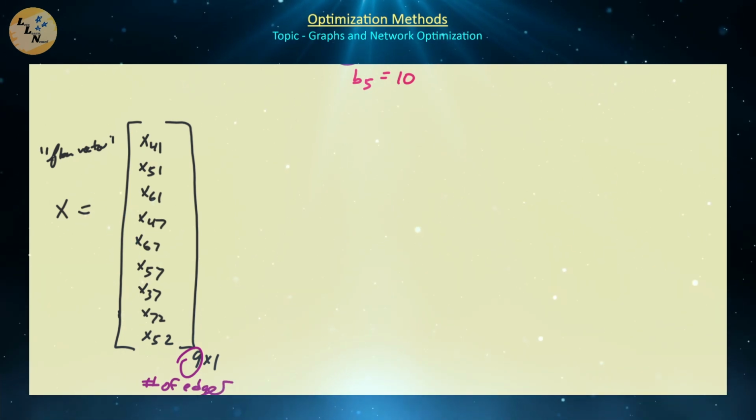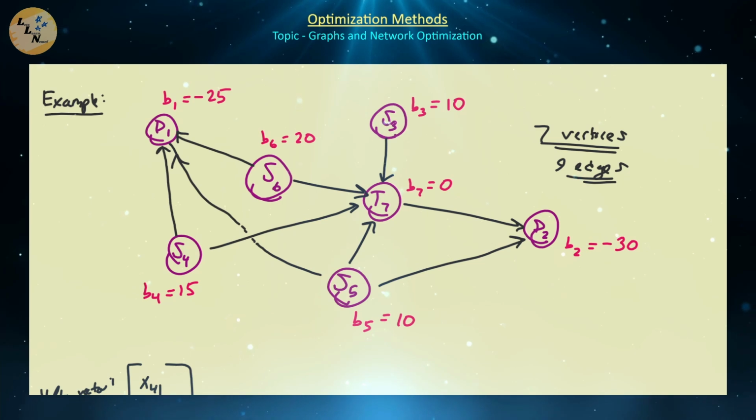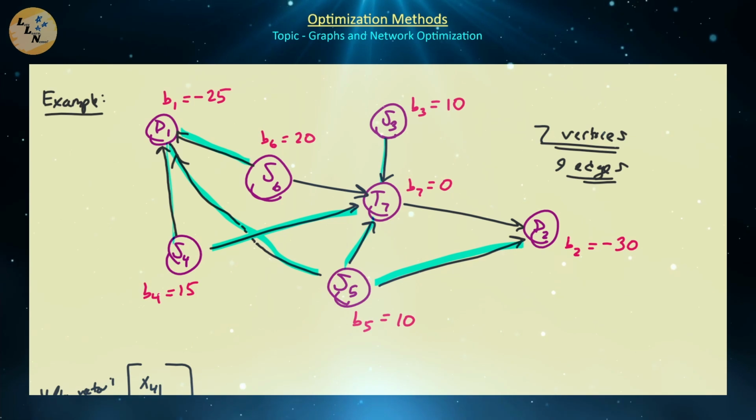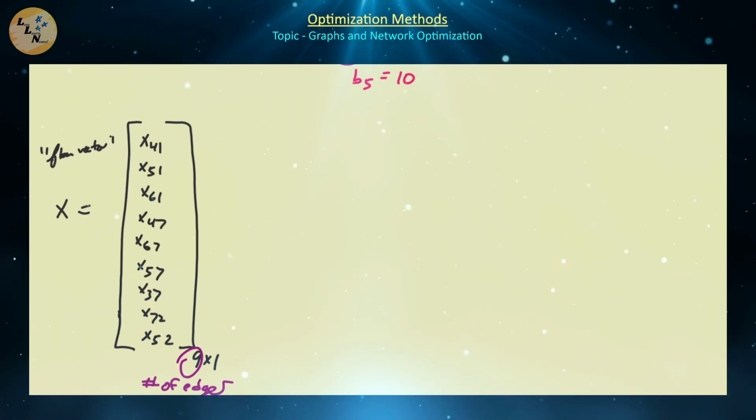So let's just sort of recollect what we're doing here. So for example, we have 6 to 1, we have 5 to 1, we have 4 to 1, 4 to 7, 3 to 7, 5 to 7, 5 to 2, and 7 to 2, and finally 6 to 7. And let's assume that we want to go in this order. Again, it doesn't matter the order as long as you stay consistent. All right, so those are all of my flows.